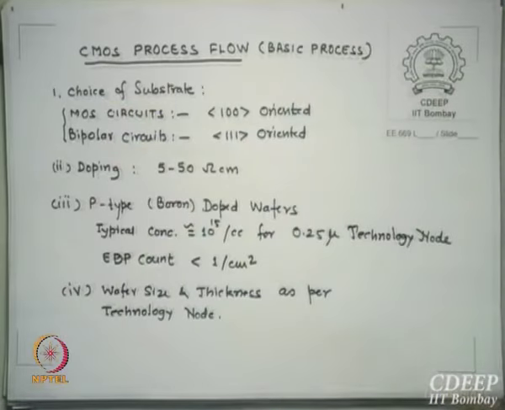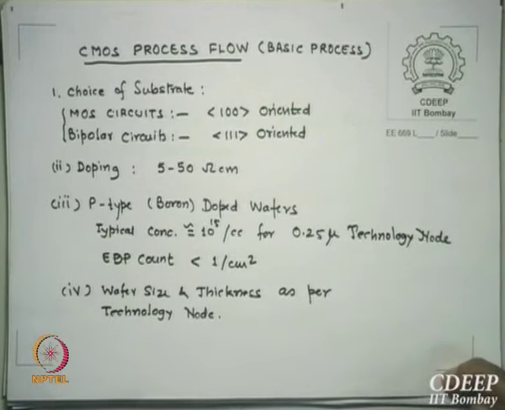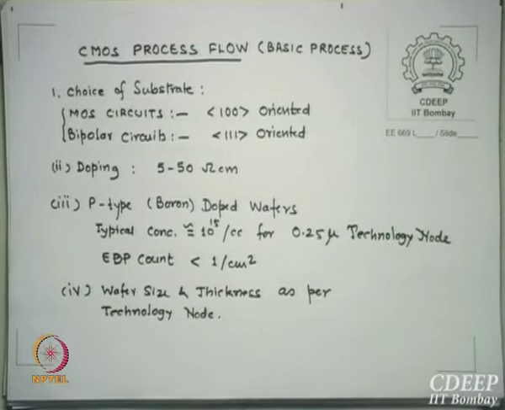The wafers are normally P-type, boron doped, lightly doped essentially. For a typical 0.25 micron process, which we are working on, the concentration is around 10 to the power 15 per cc. Then there is an EDP count. It is essentially called electronic defect count, which is expressed as number per centimeter square. One defect per centimeter square is what is expected. No one will get less than this, but if you have one, you pay for it.